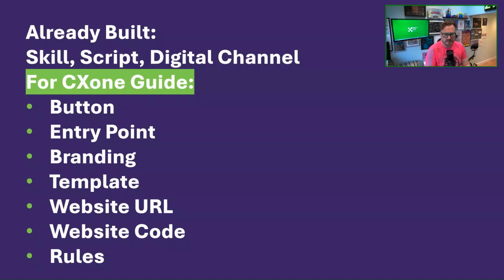So this might be a single button, it might be multiple buttons, it might be the customer portal, which you've seen in previous demos on this channel. We'll cover all in the next few demos, I'm sure. The website URL is where you're placing your Guide and your interactions, and then website code is the CXone Guide code that you then copy into those websites.